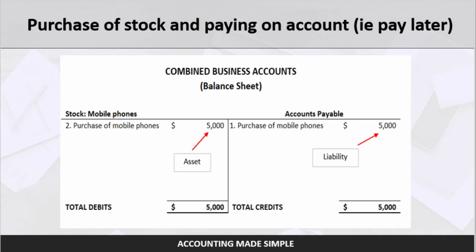Here is what it looks like in our combined business accounts. Number 1, purchase of mobile phones for $5,000 on the credit or the outside of the creditor account. This is the money side. Number 2, purchase of mobile phones for $5,000 on the debit or the inside of the inventory mobile phones account.